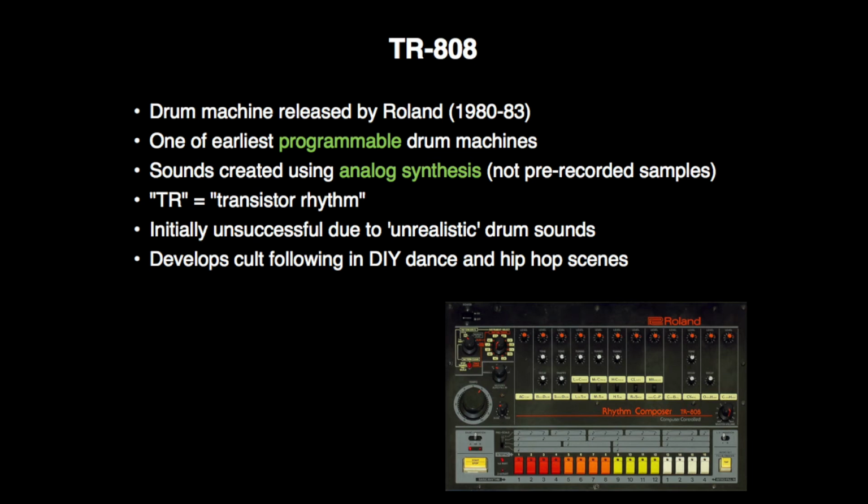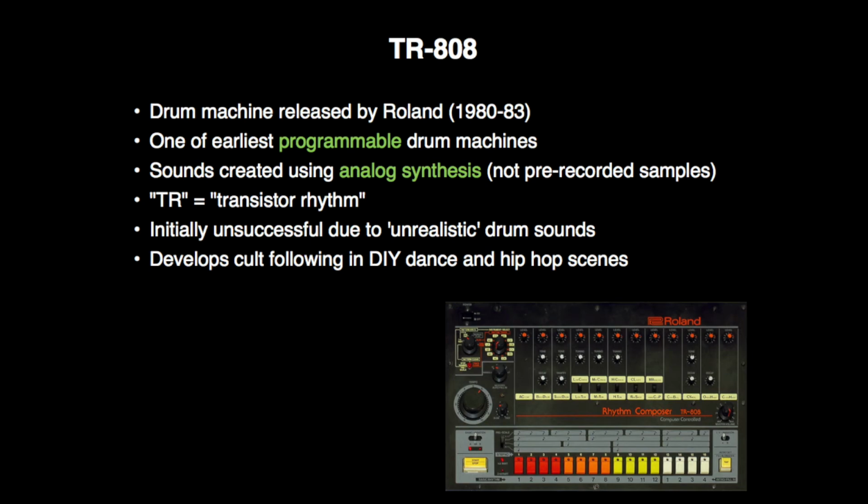Now, while the 808 is this very storied, very popular device now, it was initially pretty unsuccessful due to the fact that these drum sounds were unrealistic. They didn't sound like actual acoustic drums. And now we think that's part of the charm of the instrument, that these drums fulfilled the function of a kick drum and a snare drum and a hi-hat. But if you actually listen to them, they didn't sound like actual kick drums or snares or hi-hats. Nonetheless, it slowly over time developed a cult following in DIY dance scenes, especially early house music and hip-hop scenes, as people were using this drum machine to create that kind of music.